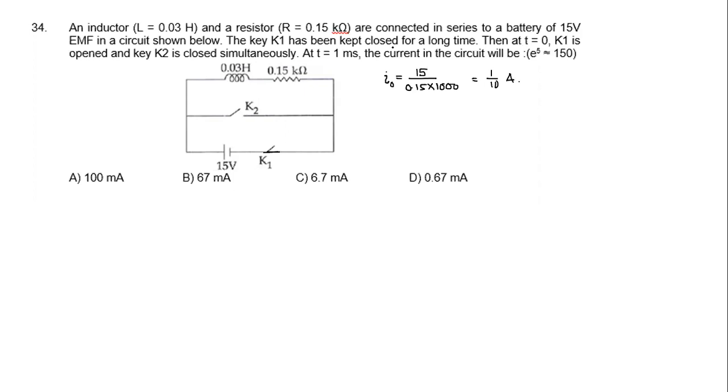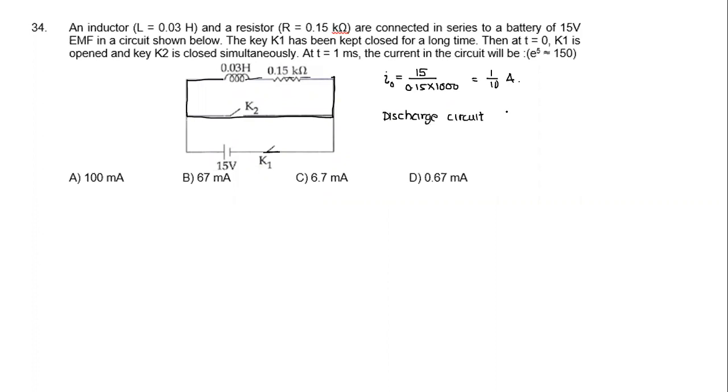Suddenly, then after t is equal to 0, K1 is open and K2 is closed. So suddenly this becomes the circuit at t is equal to 0. It's a discharging circuit. Now what is happening in this circuit? No, the battery is not there, so it is about the initial current being I naught. It's a discharge circuit, and a discharge circuit has a simple equation. We can easily calculate the current.